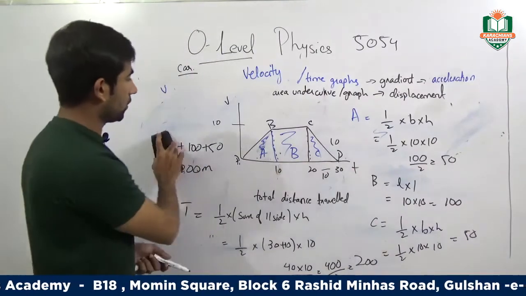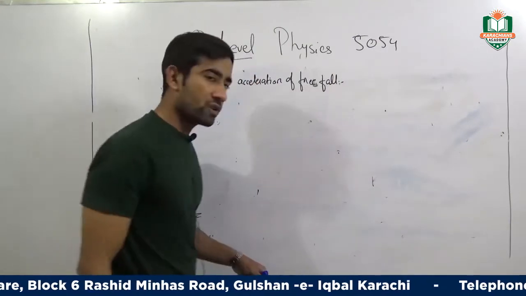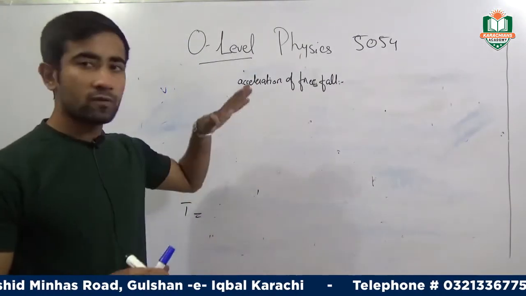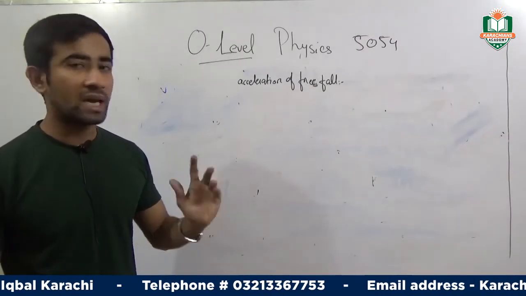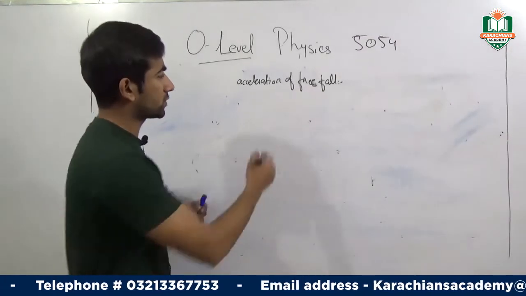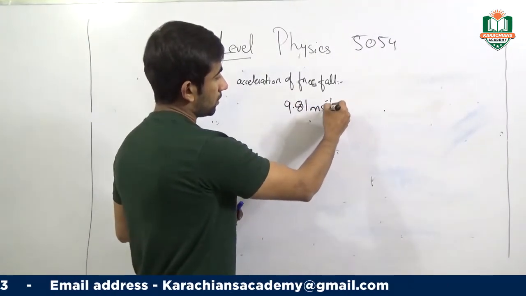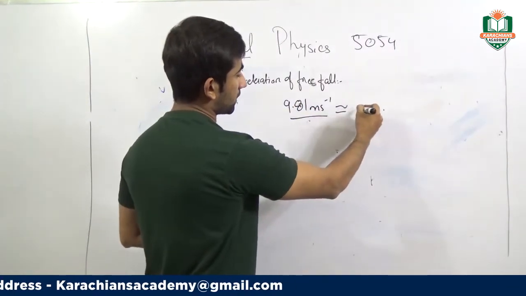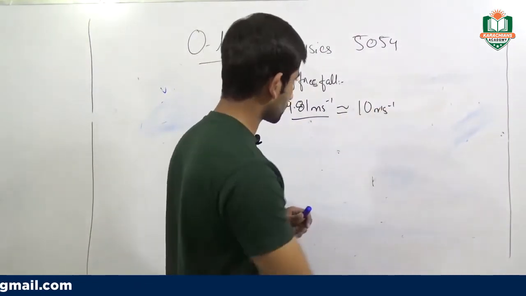Okay, now moving on towards the acceleration of free fall. So acceleration of free fall is basically anything falling under the gravity of Earth will fall at a constant acceleration of 9.81 meters per second squared. But we usually estimate that in case of O levels, and we usually take it as 10 meters per second squared.